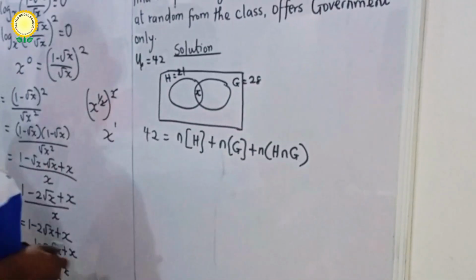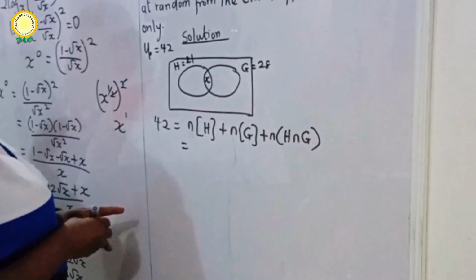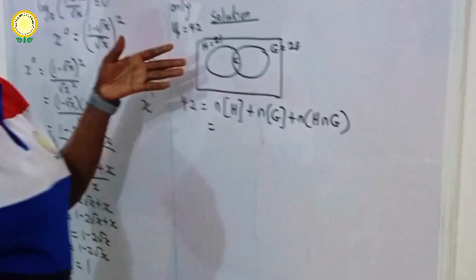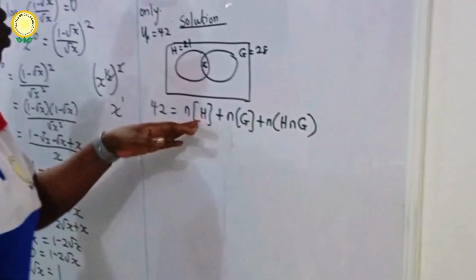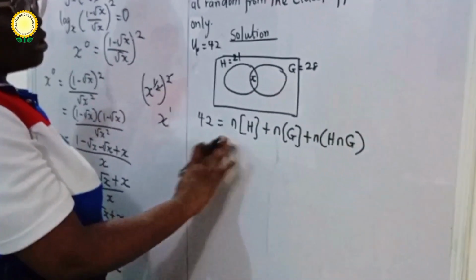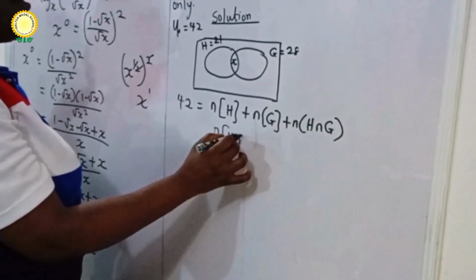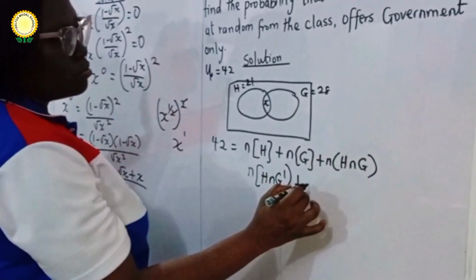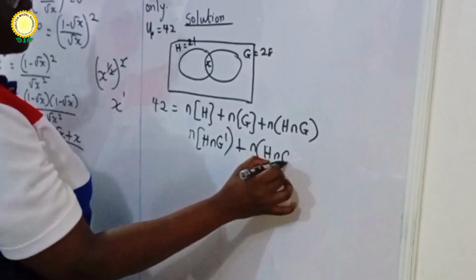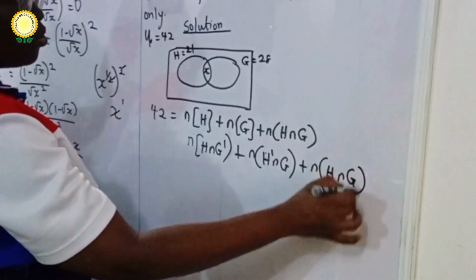Okay, so all these make up the total, which is 42. Okay, this one is alone without the others. So if you want to really write this expression well, you are supposed to remove the others, like writing it this way: is offering history and there is no government, is offering government and there is no history. Then the people offering both.